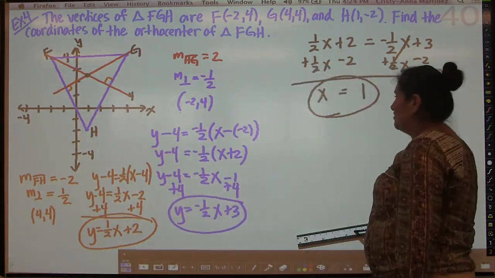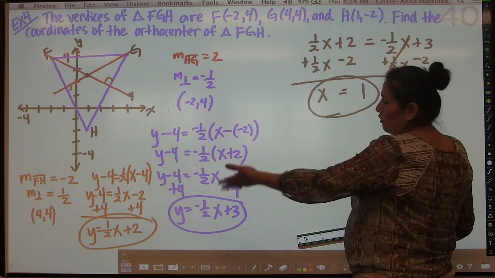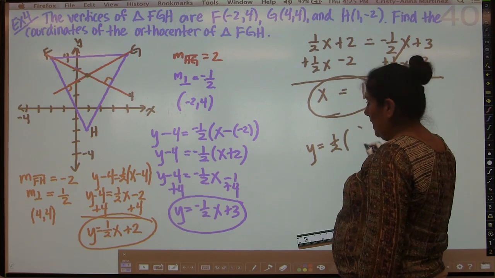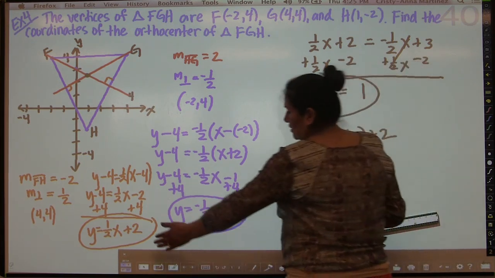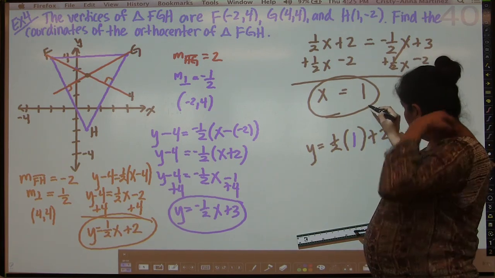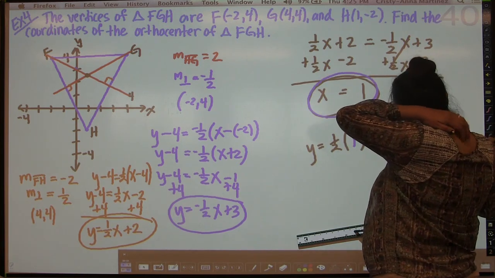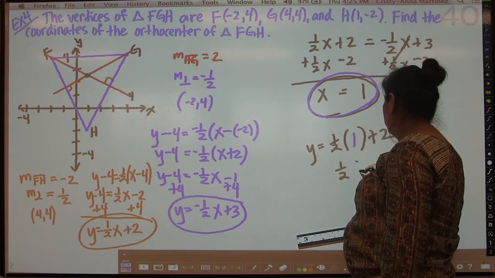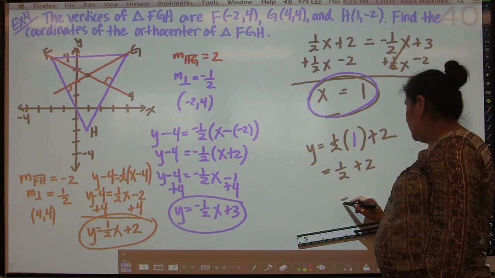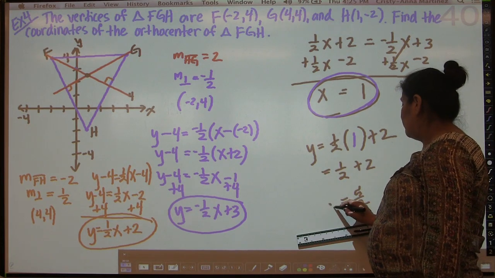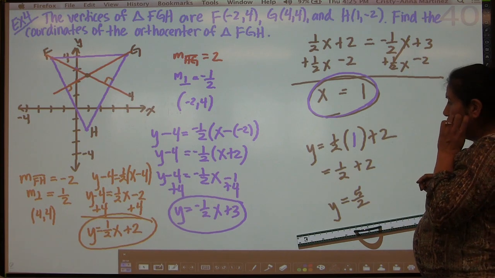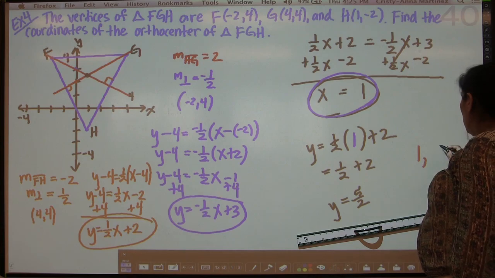So now what we've got to do is find the y coordinate by plugging it into either one of those equations. So y is equal to 1/2 x plus 2. I'm plugging it into this equation right here, and I'm going to replace x with 1, because x equals 1. And then we get 1/2 plus 2. And 2 is the same thing as 4/2. So 4/2 plus 1/2 is, in fact, 5/2. So y equals 5/2. And so our solution, the coordinates of the orthocenter, are x equals 1 and y equals 5/2.